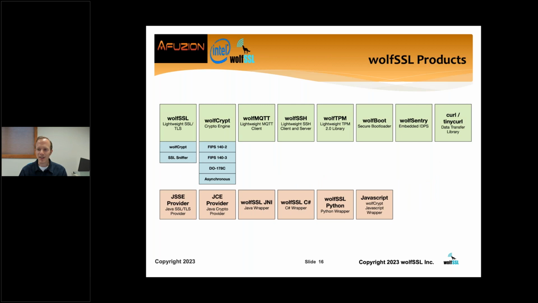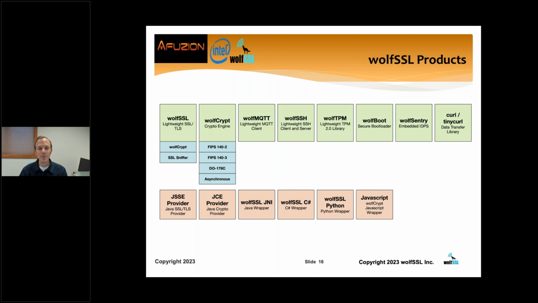This is our current product lineup. So our primary products are wolfSSL and wolfCrypt, our SSL and TLS library, and our underlying cryptography library. So these are all products we've written from scratch. They're all written in C with some assembly for performance optimizations. wolfCrypt has a couple validated and certified versions available for FIPS 140-2 and soon to be 140-3, and also our DO-178 certification. We have an MQTT client library, a SSH library called wolfSSH, a TPM 2.0 library called wolfTPM.